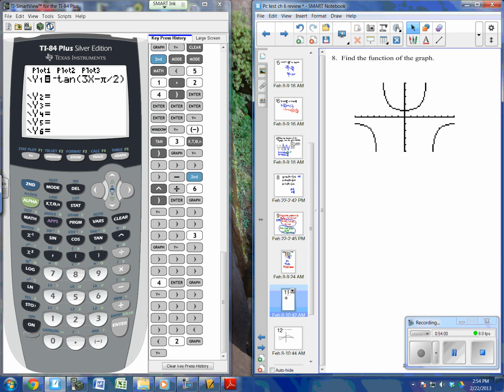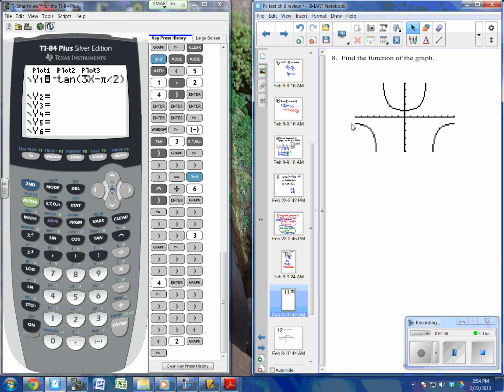But going down to this one right here, I know that that one is either a secant or a cosecant. I happen to know that the secant function and the cosecant function touch at their hills and valleys. So right there, and right there. I happen to know that a cosine function goes through 0, 1. And so it's going to touch the secant right there. So I'm going to use a secant, which would be 1 over the cosine, in my calculator.